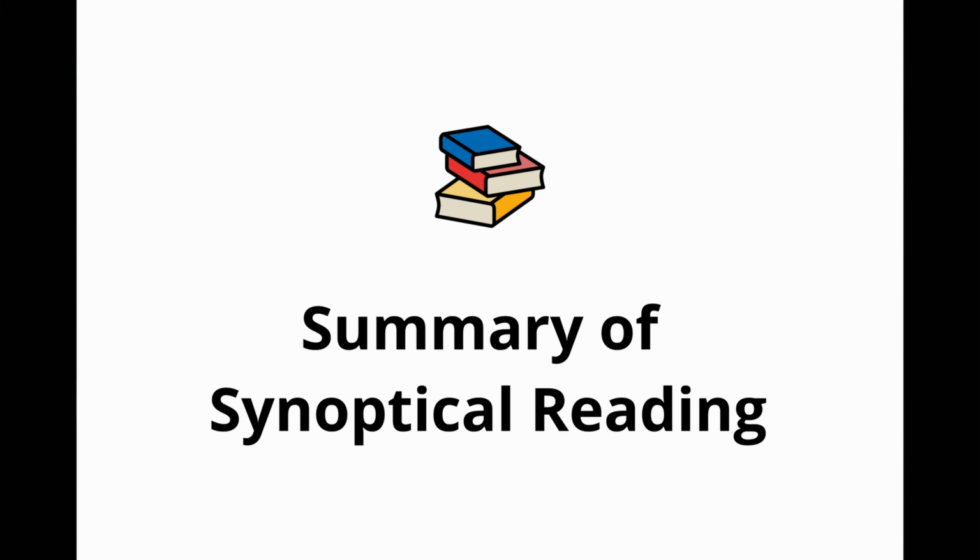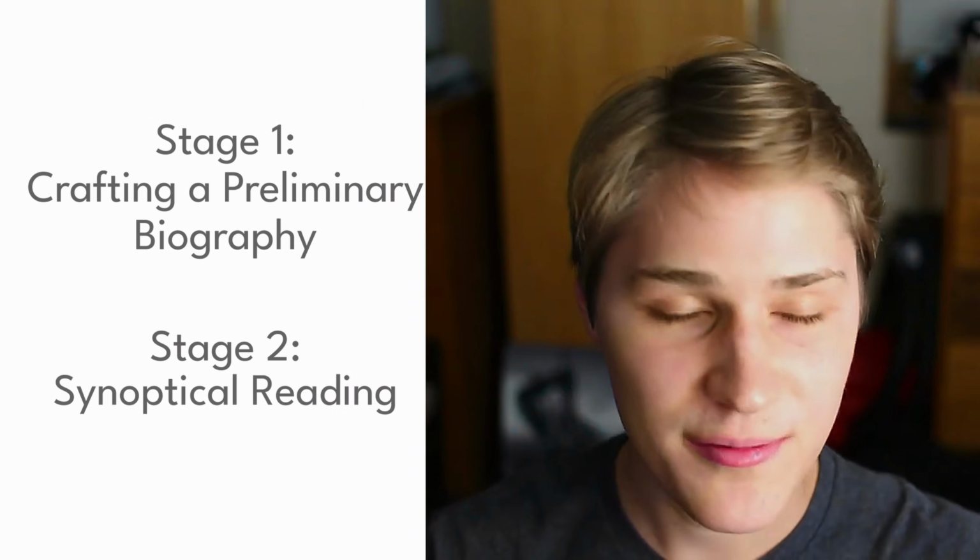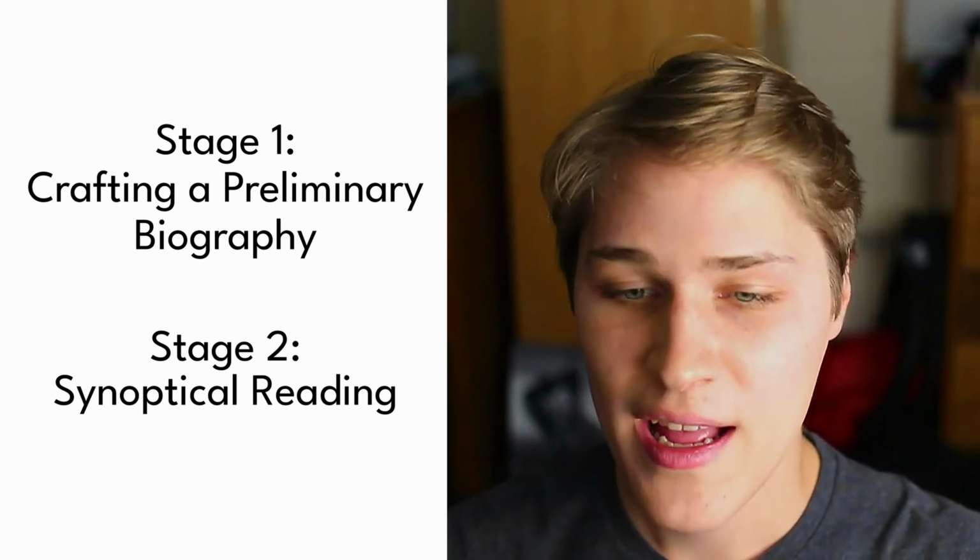So there are 2 stages to synoptical reading. Firstly, crafting a preliminary bibliography, and secondly, synoptical reading. To craft a preliminary bibliography, craft an initial bibliography on your research question, and then inspectionally read each of the books on the list to get rid of irrelevant ones and add more relevant ones, or even change your research question. Secondly, synoptically read the bibliography.